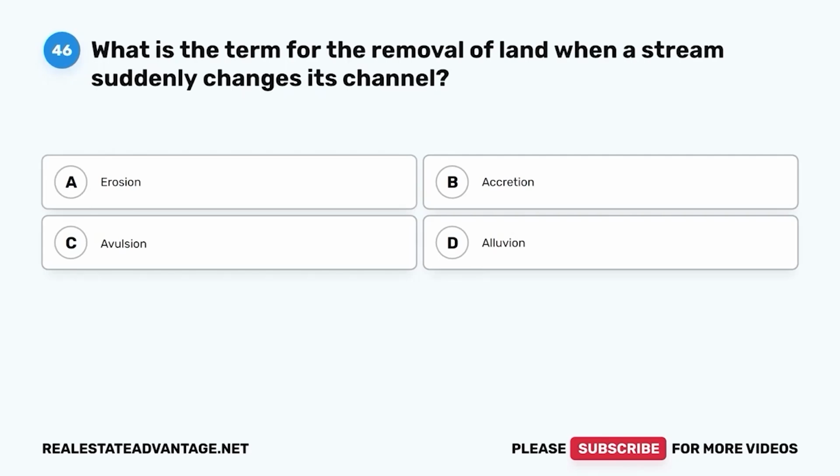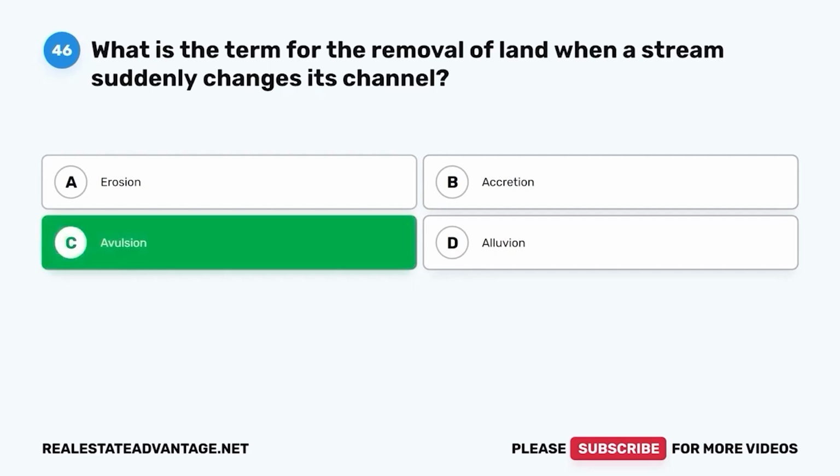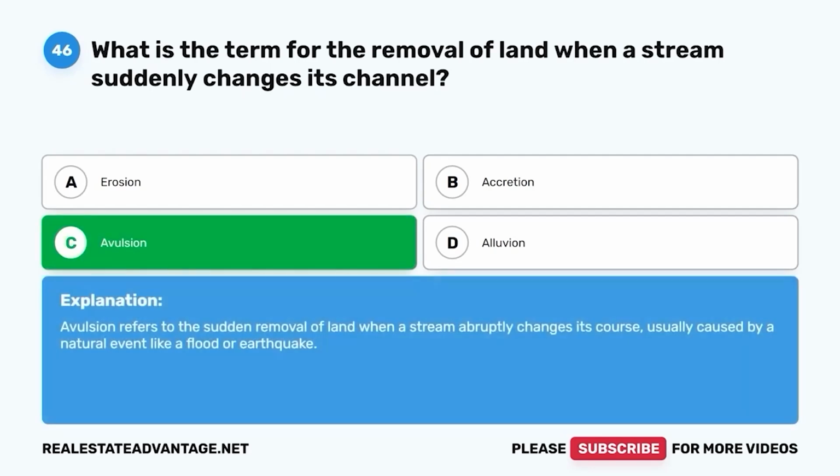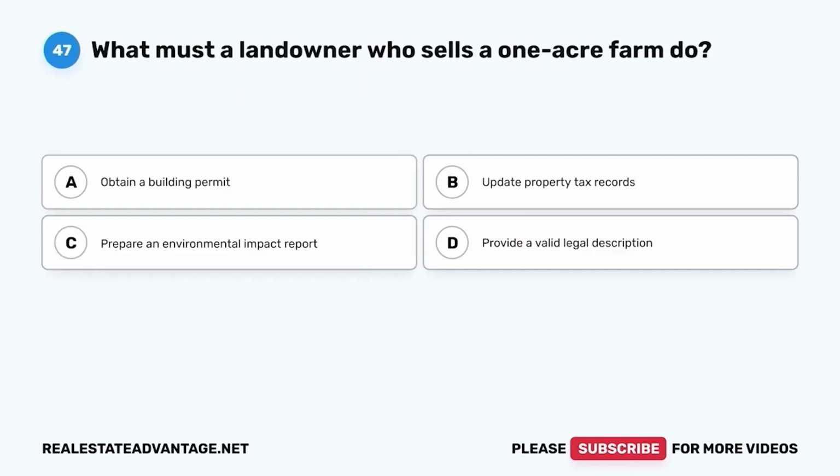A. Erosion. B. Accretion. C. Avulsion. D. Alluvion. The correct answer is C. Avulsion. Avulsion refers to the sudden removal of land when a stream abruptly changes its course, usually caused by a natural event like a flood or earthquake.